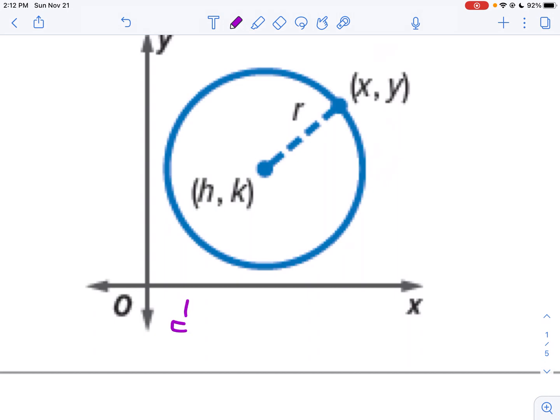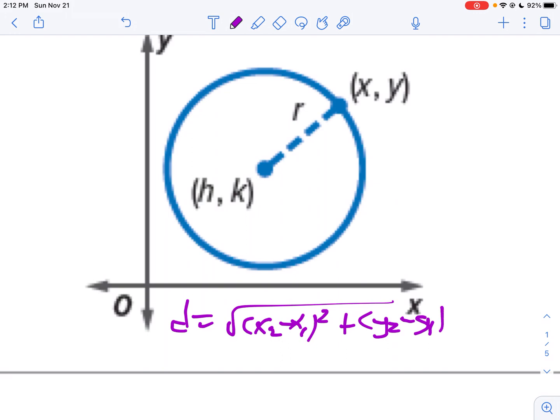distance equals the square root of x sub 2 minus x sub 1 squared plus y sub 2 minus y sub 1 squared. Well, in this case, my distance is my radius. So r equals, and then my center is at h and k, so I'm going to say the square root of x minus h, the quantity squared, plus y minus k, the quantity squared.